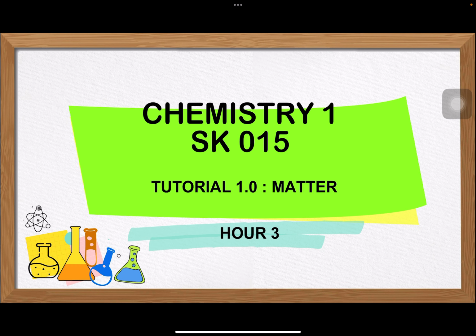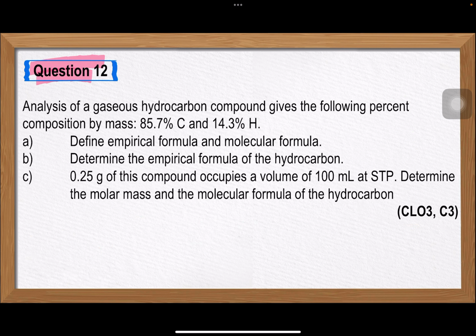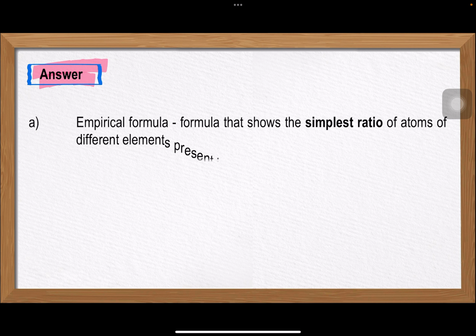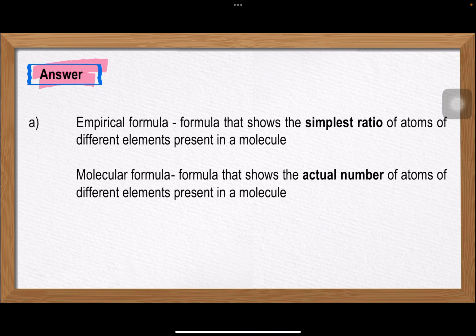We will continue the discussion for chapter 1 matter, hour 3, question number 12. The question is as follows: A. Define empirical formula and molecular formula. Just give this definition. You need to remember this definition. The keyword is simplest ratio for empirical formula, and molecular formula is actual ratio.